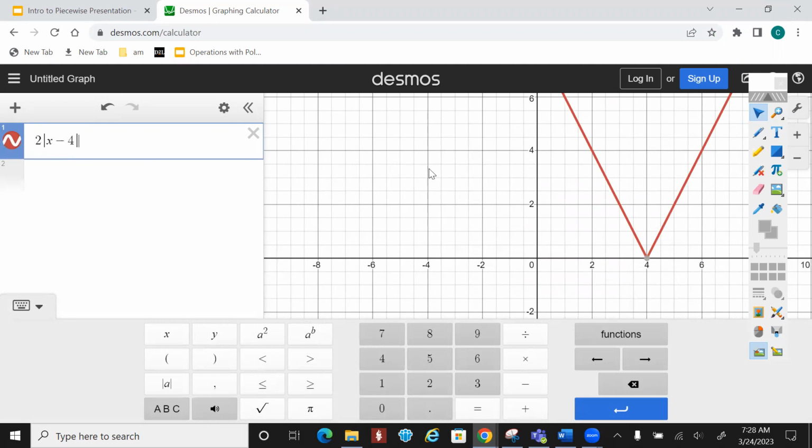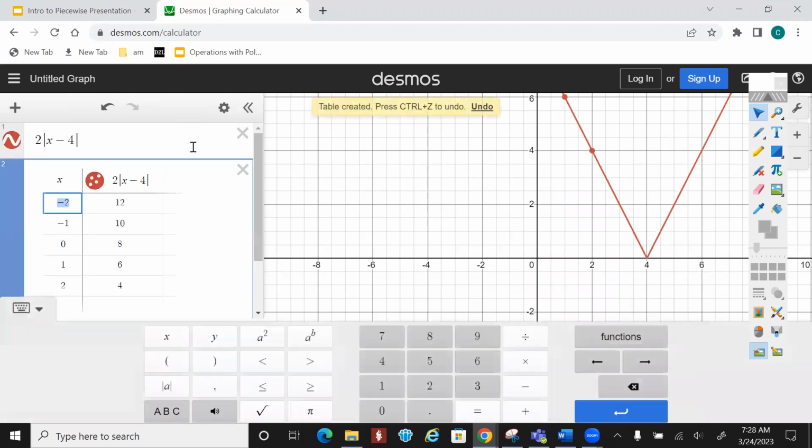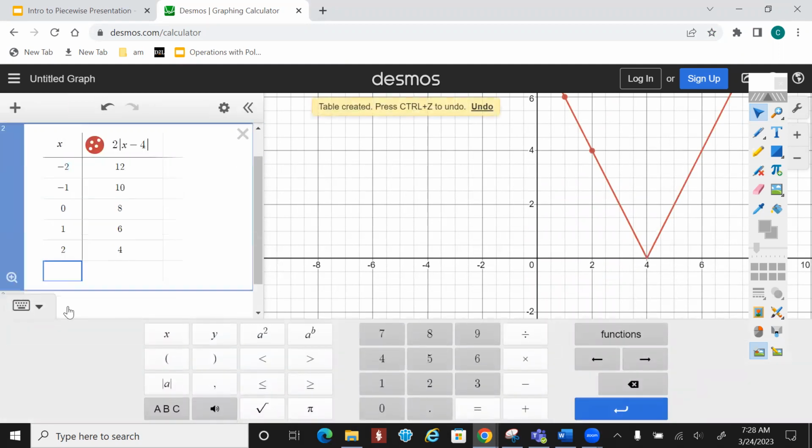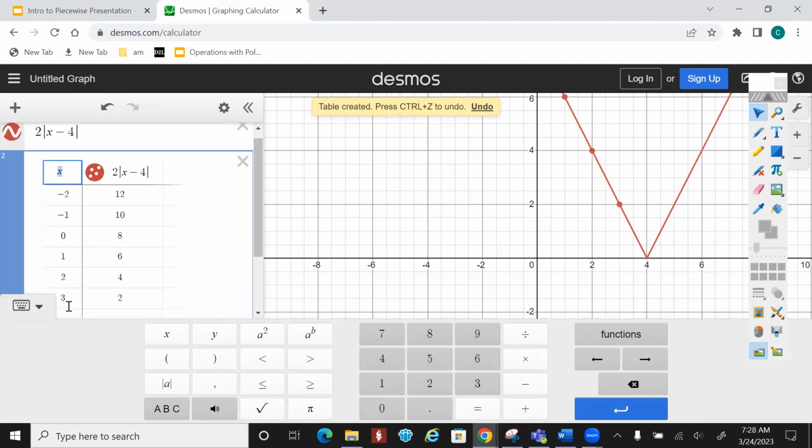And this is the graph that they give us. If you want to take a moment, go ahead and plot these points on your paper. You may not be able to plot all of them. Go ahead and plot as many as you can.